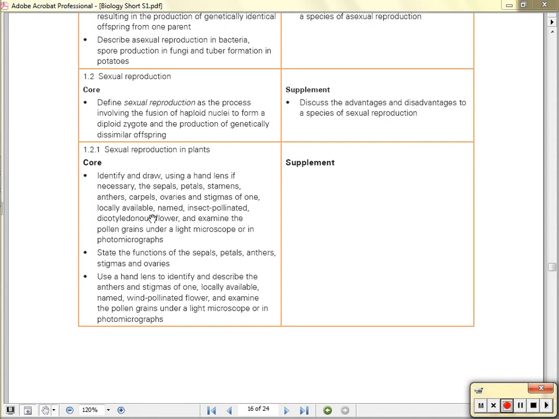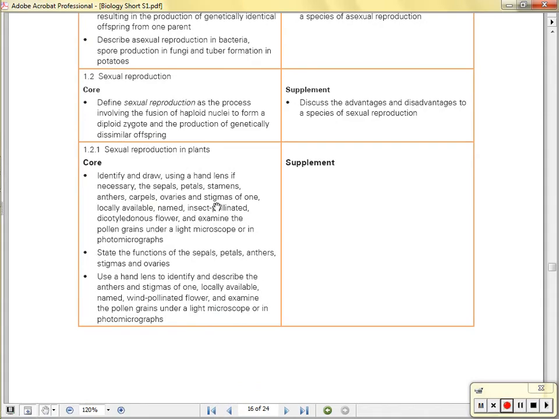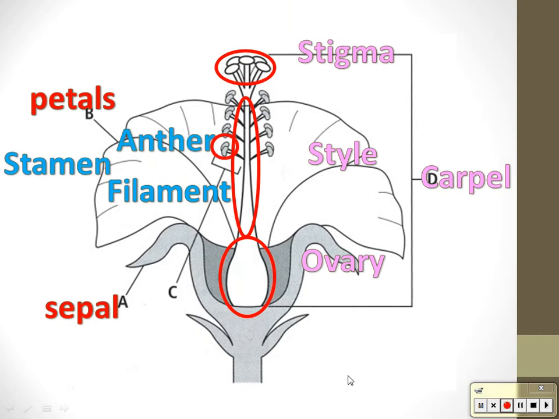Identify and draw. So very basic. You need to be able to draw a picture or get a picture of a typical flower and identify the parts on it that you get from the syllabus. So petals, stamens, sepals, etc.